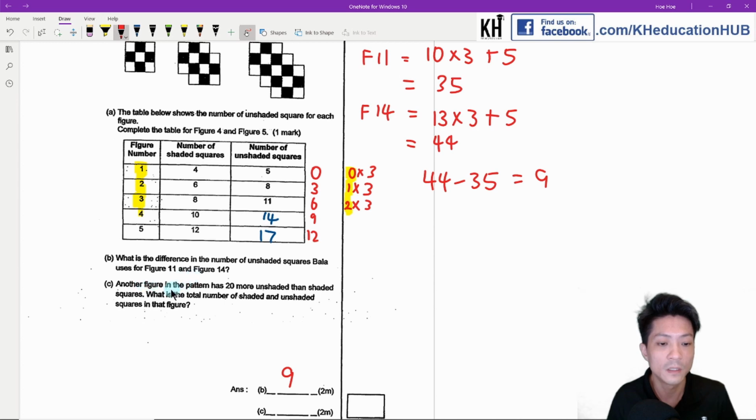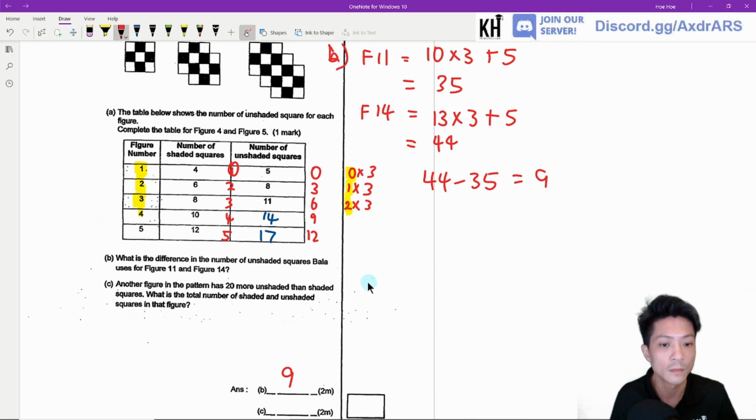In part C, another figure in the pattern has 20 more unshaded than shaded squares. Okay, what is the total number of shaded and unshaded squares in that figure? Okay, if you look at the difference between the number of shaded and unshaded squares, the difference is 1, 2, 3, 4, 5. Okay, it follows the figure number. So if another figure in the pattern has 20 more unshaded than shaded squares, which means it will be figure 20. Okay, for figure 20, what is the total number of shaded and unshaded squares in that figure?